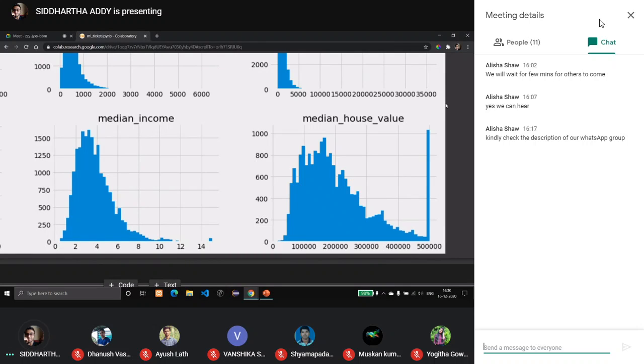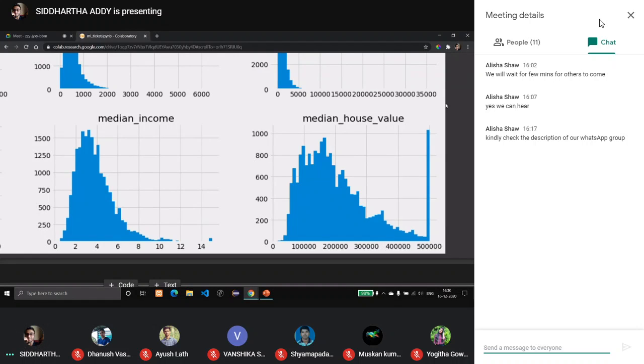So let's get things straight. First things first, the median income attribute does not look like it is expressed in US dollars. After you check with your boss, he tells you the data is pre-processed. The data is scaled down to 0 to 15.